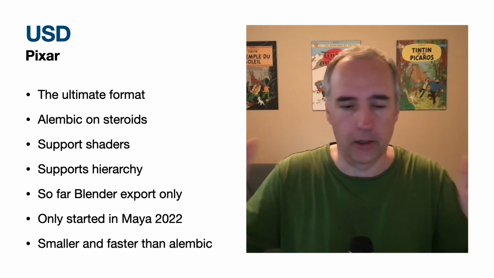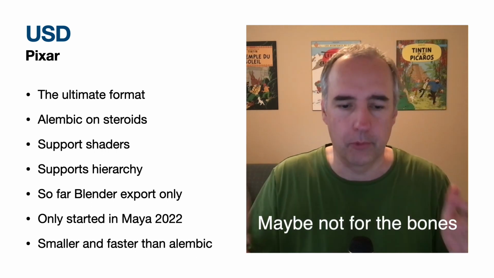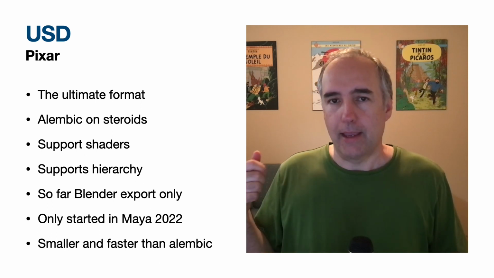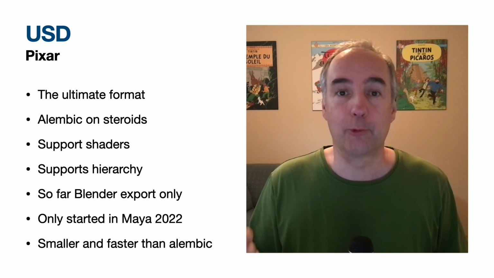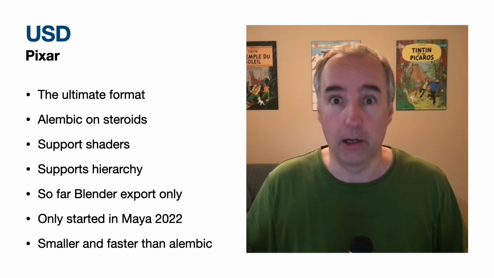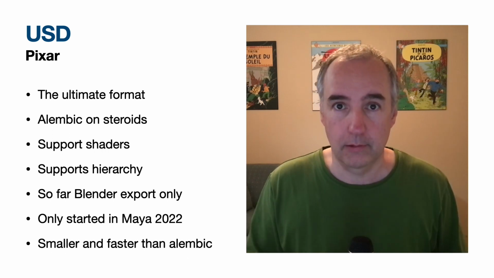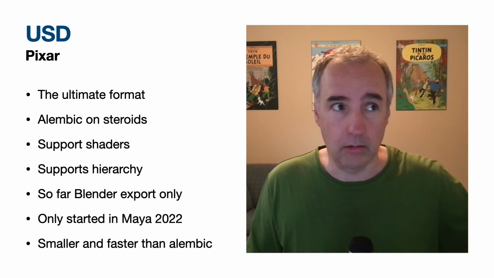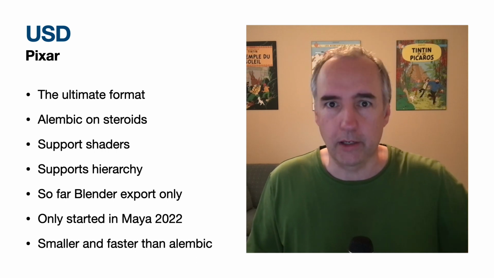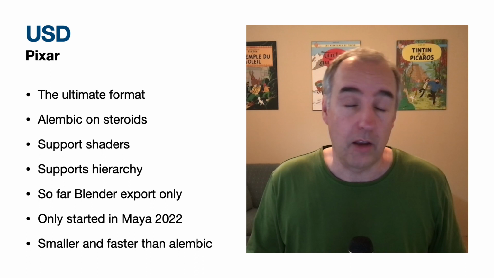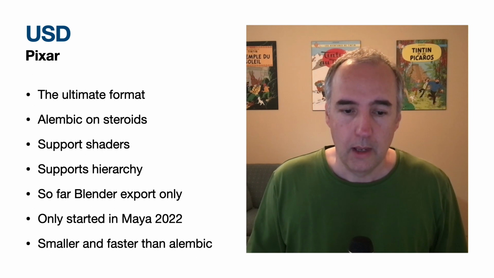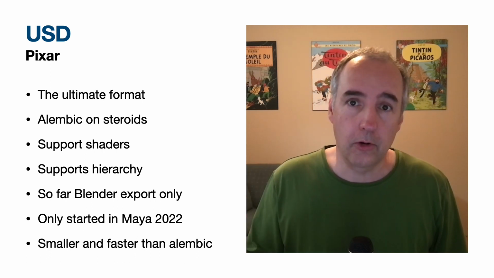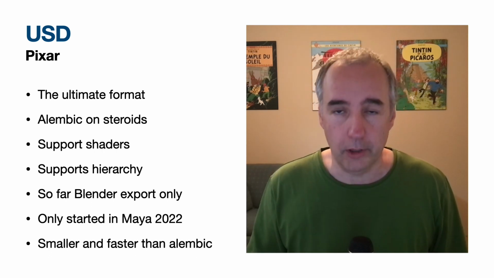So it will support hierarchy, it will support bones, it will support everything. It's so new that in Maya, they started to support it in Maya 2022. We are in 2022 as I record this. Okay, Blender had it like about a year ago. They started to export in USD. So I haven't played with it yet, but it looks like it's going to be pretty cool. It's like Alembic on steroids. The files are also smaller than Alembic, and they are faster to process.